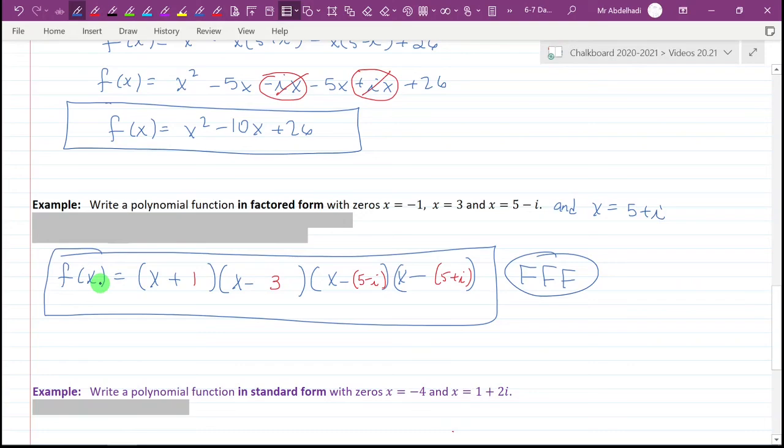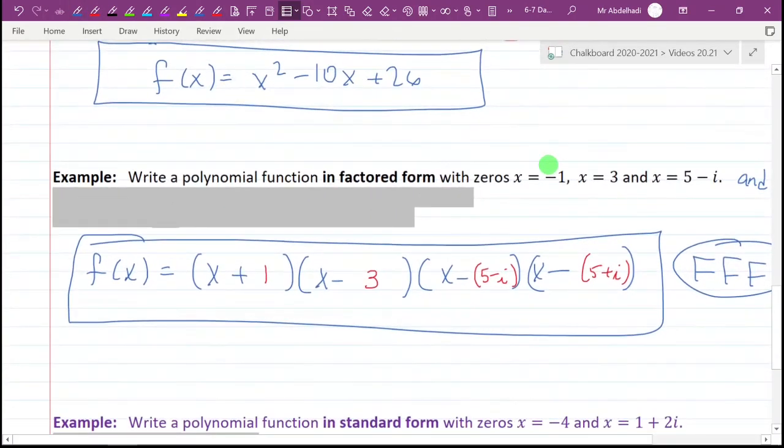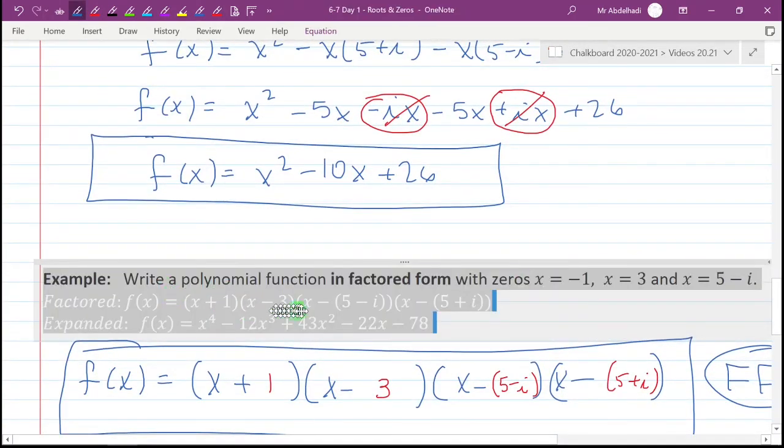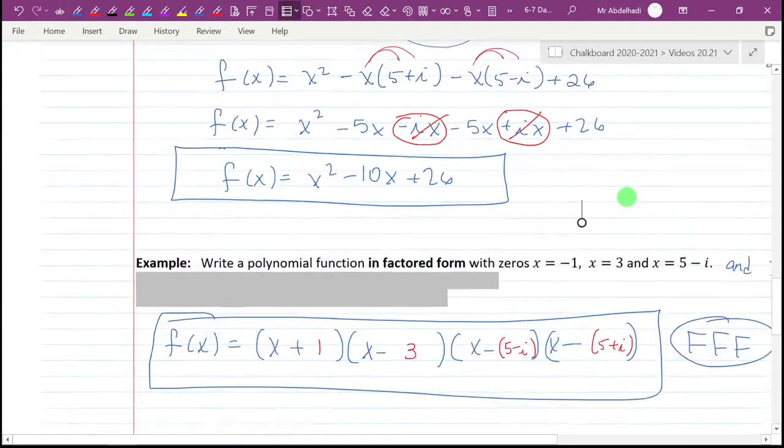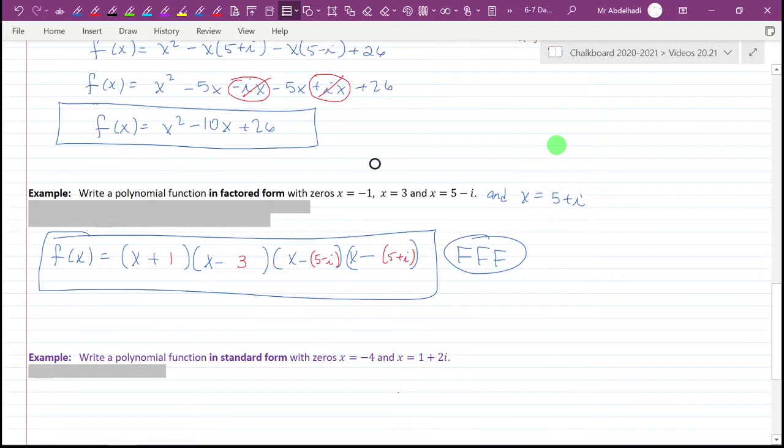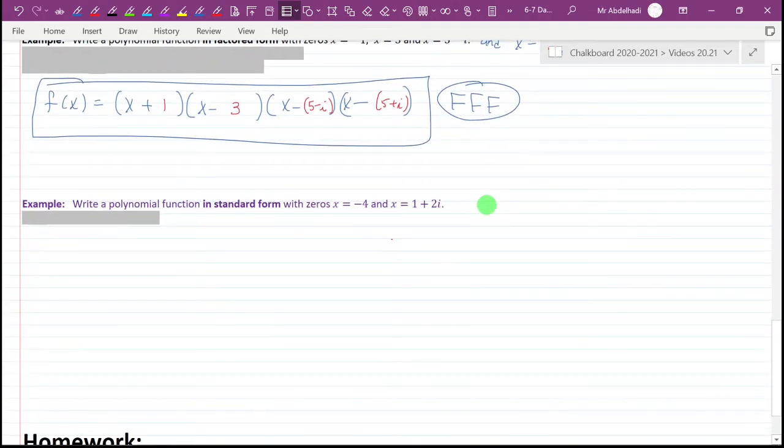Now if you want to see what this would look like if I did multiply it, okay, there's the fully factored form right there. And this is what it would look like if I went through the process of multiplying it all out. Okay, but we're not going to do it for that one because it's a little bit too time consuming. Okay, if you're in the academic class, you're done. If you're in the honors class, stick around for one more example, and then we'll call it a day here.